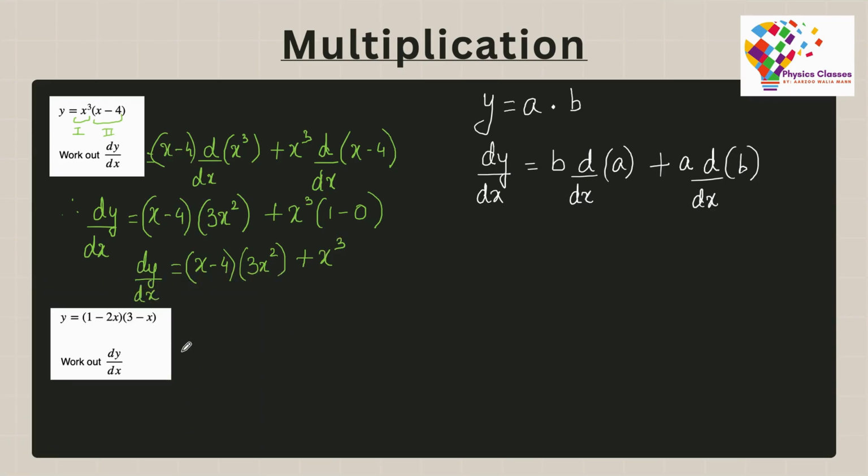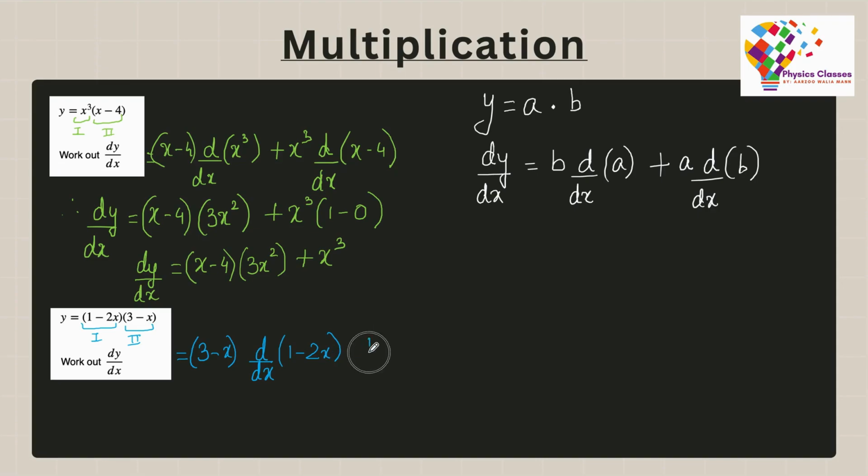Now to further look in here, I have 3 minus x times the derivative of 1 minus 2x. The derivative of 1 would be 0 since it's a constant. Minus 2x, the derivative would be just minus 2. Plus 1 minus 2x remains the way it is. The derivative of 3 is 0 and the derivative of x with respect to x is 1. So I have 1 minus 2x multiplied by minus 1.